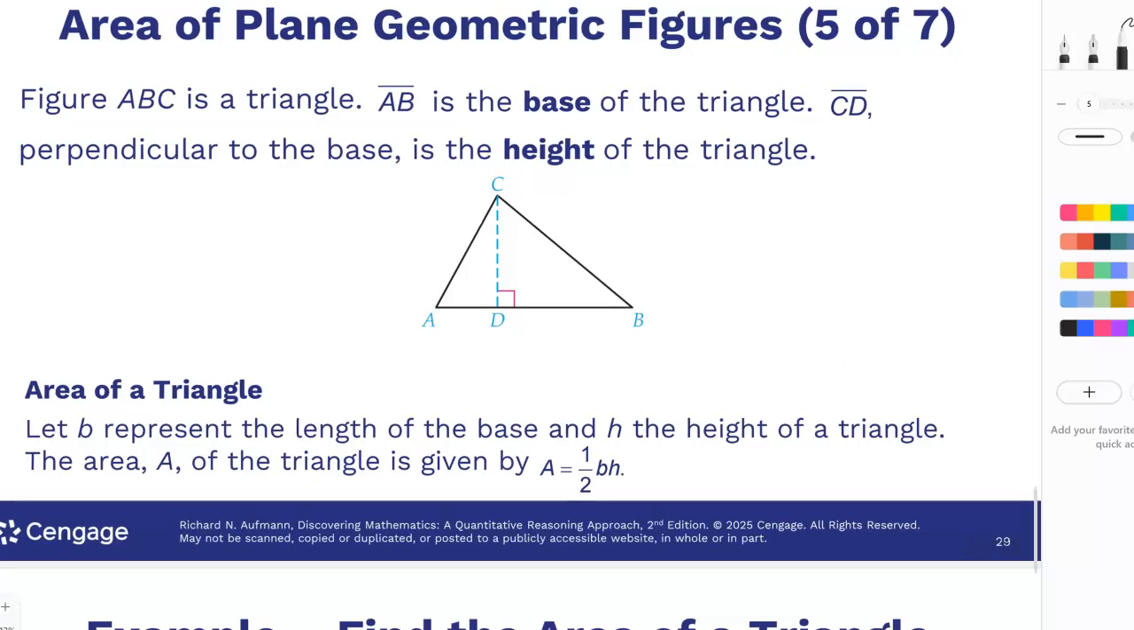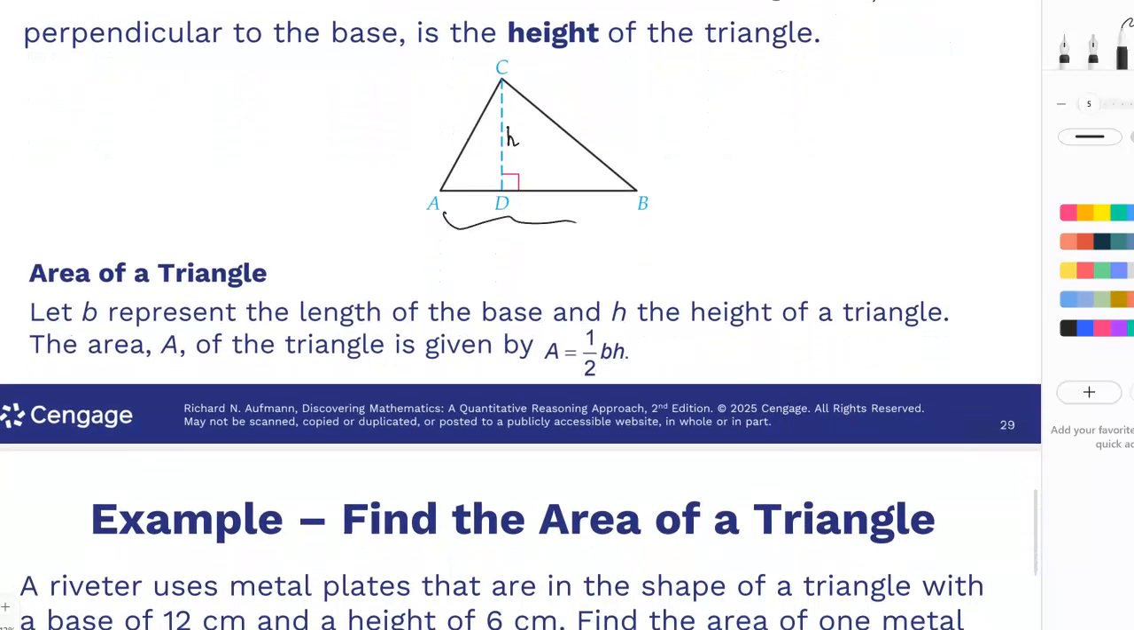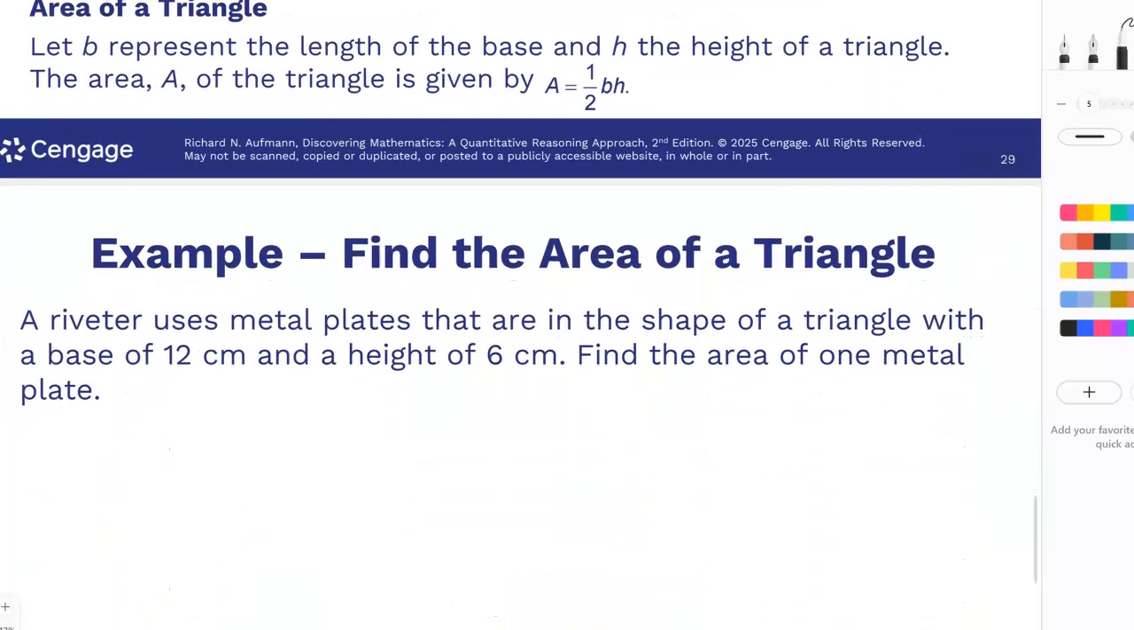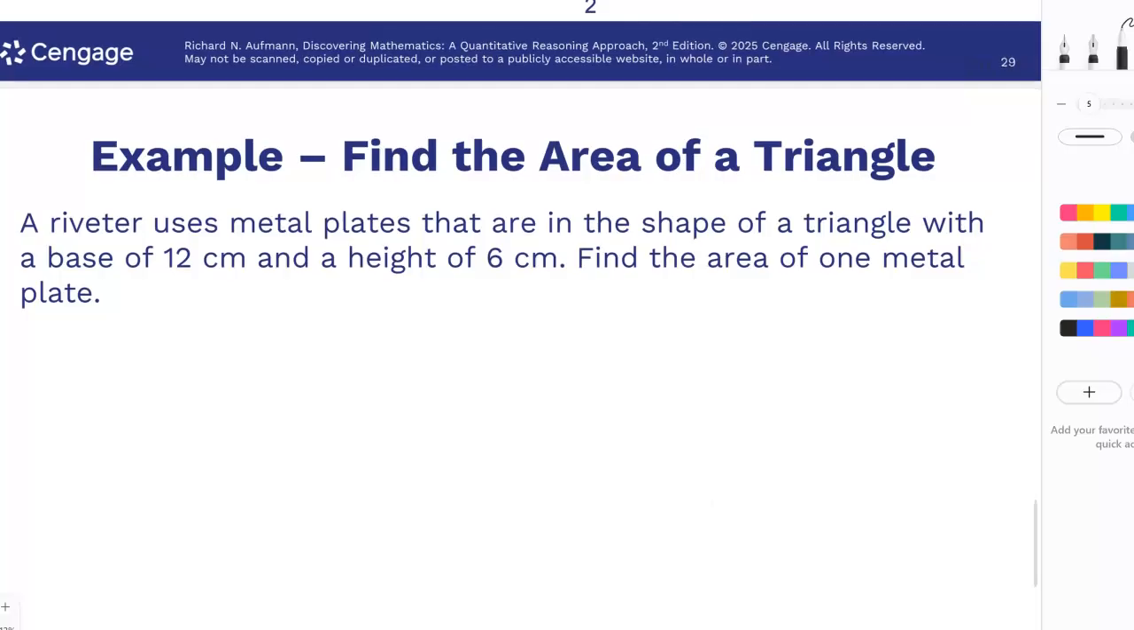Area of a triangle is 1/2 base times height. Again, that height is dropping a perpendicular down to that base. So we would say this side is the base. So a riveter uses metal plates that are in the shape of a triangle with a base of 12 and a height of 6. We want to find the area.